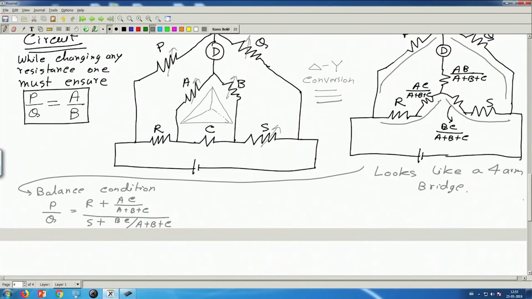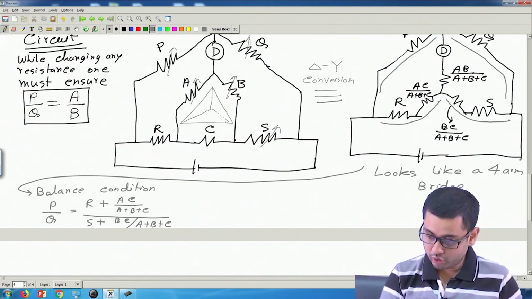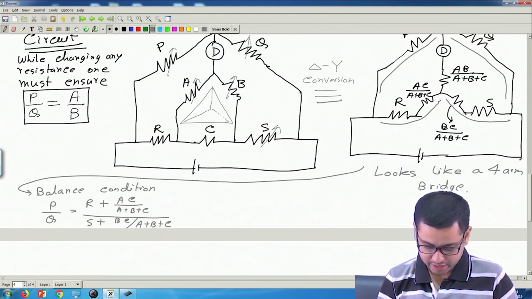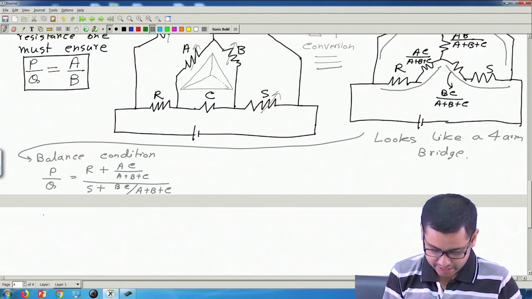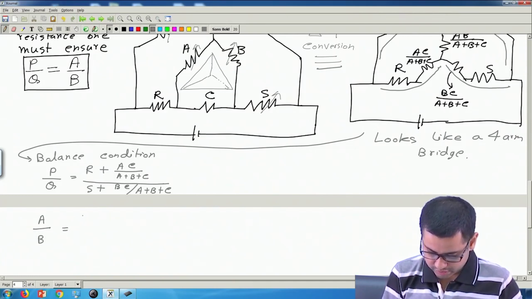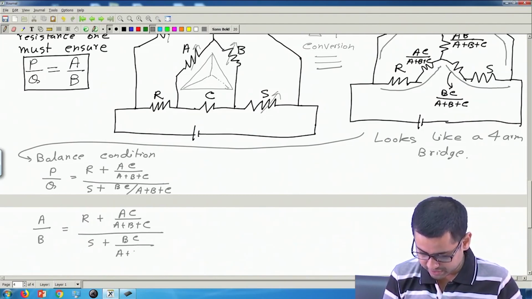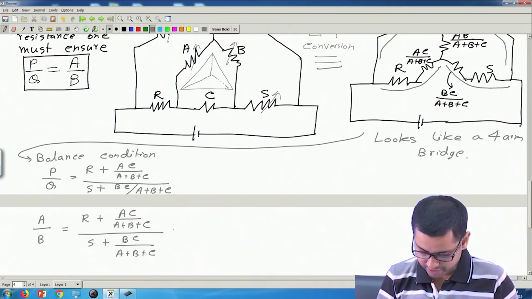So let us now simplify this equation, and for that let us put P by Q is equal to A by B. Because we know in this bridge we always maintain the ratio P by Q equal to A by B. So in place of P by Q we can write A by B, equal to R plus AC by A plus B plus C, over S plus BC by A plus B plus C. Now let us cross multiply the terms and see what we get.